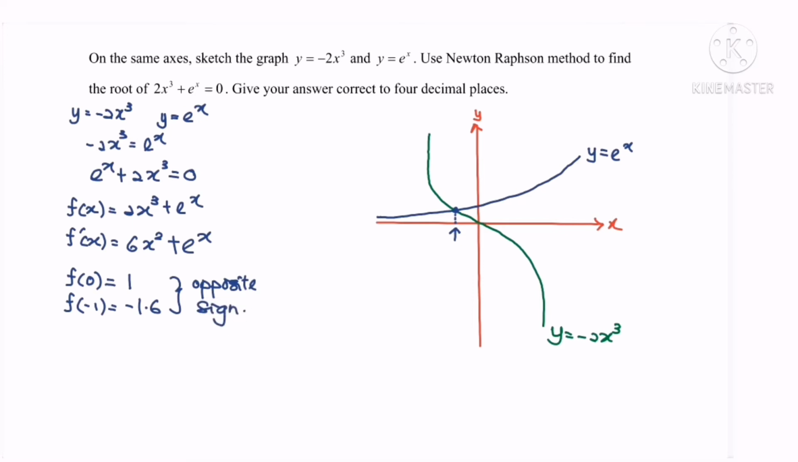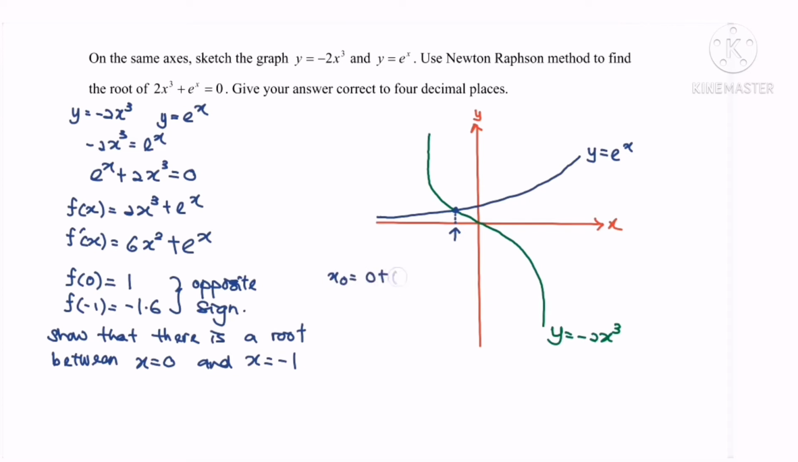So this shows that there is a root between x equals 0 and x equals -1. So find the midpoint. In here, the midpoint, or we can say x0, will be equal to 0 plus -1 over 2. So the value of x0 will be equal to -0.5.